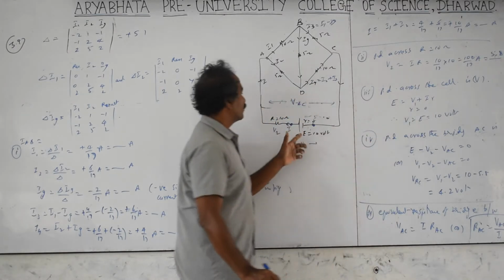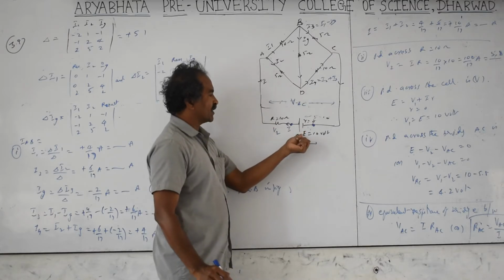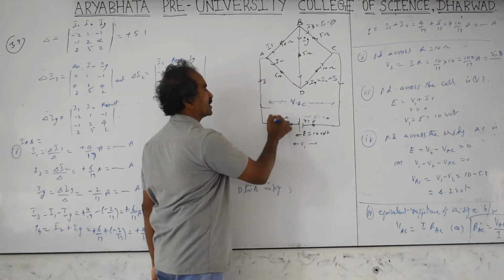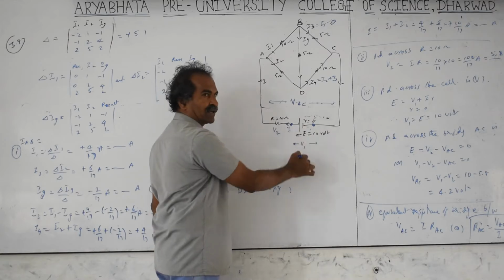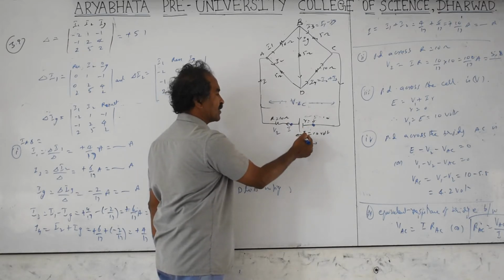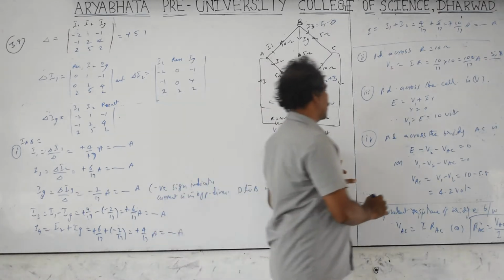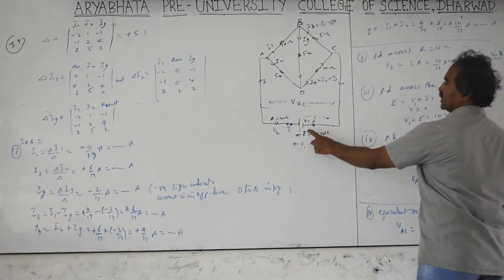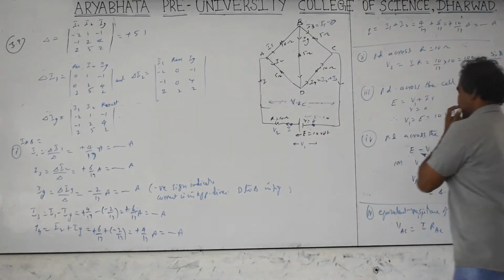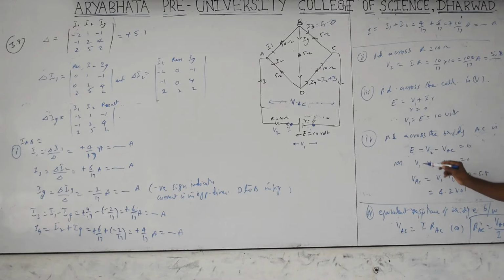Next, voltage is whatever is provided. E is supposed to be equal to this voltage plus this voltage. But E and V1 are the same, and V2 also. So we can write E equal to V2 plus VAC. Apply Kirchhoff's second law, the voltage loop theorem: E minus V2 minus VAC equal to 0, or E equal to V2 plus VAC. Or E can be replaced with V1 in this case because small r is 0, so E and V1 are the same. So we get V1 is equal to V2 plus VAC.